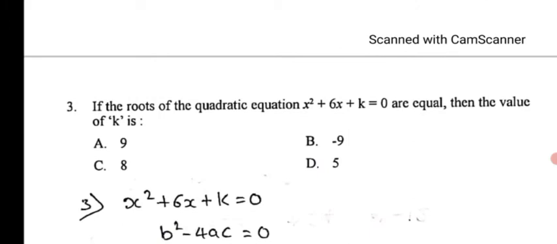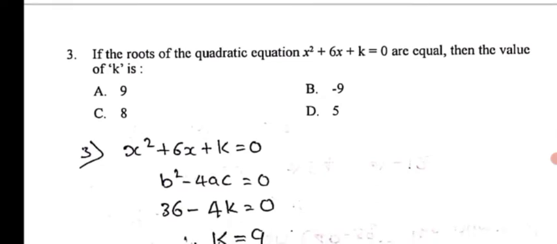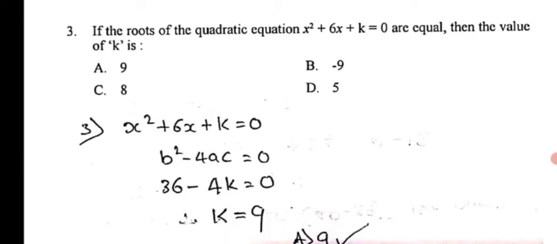Next question. If the roots of the quadratic equation x square plus 6x plus k is equal to 0 are equal, then the value of k is, options 9, -9, 8 and 5. Here it is given that the roots of the quadratic equation are equal. So the quadratic equation is x square plus 6x plus k is equal to 0.